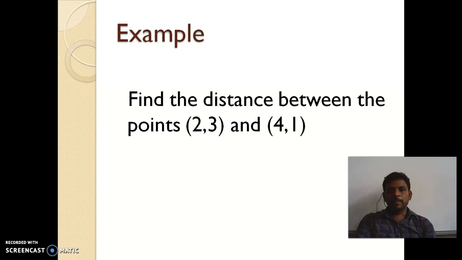Find the distance between the points (2, 3) and (4, 1). Here in coordinate geometry, the coordinate plane can be divided into four quadrants, already you know that. The first quadrant is where both values are positive. So (2, 3) and (4, 1) also lie in the first quadrant only. They are asking to find the distance between these two points. So how can we find it? Through the formula only.